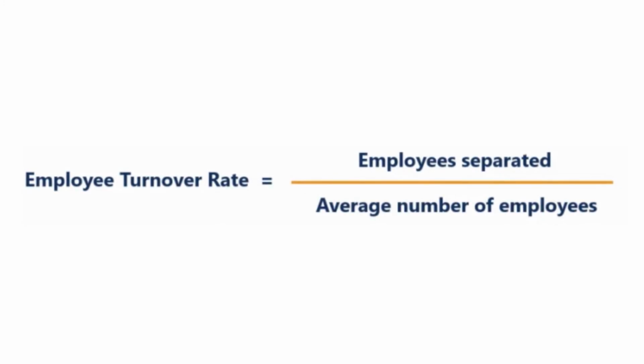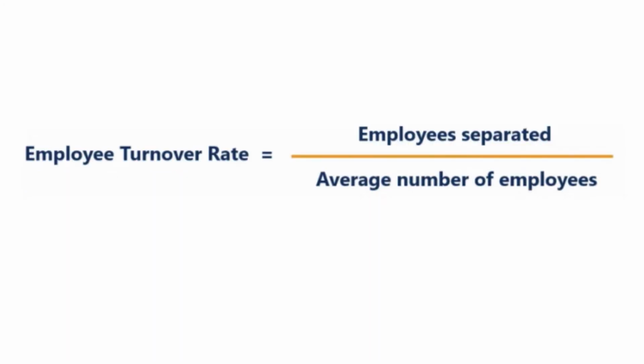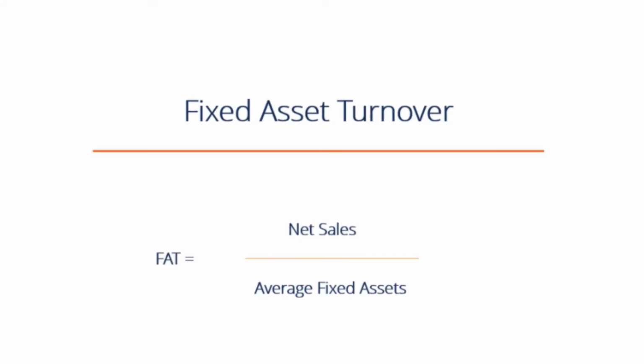Employee turnover ratio. This shows the percentage of employees that have left the company voluntarily or involuntarily. And a related metric is attrition rate. So when people talk about attrition rate, it's kind of close to employee turnover. So you have this employee turnover equals the number of employees separated versus the average number of employees. The fixed asset turnover.